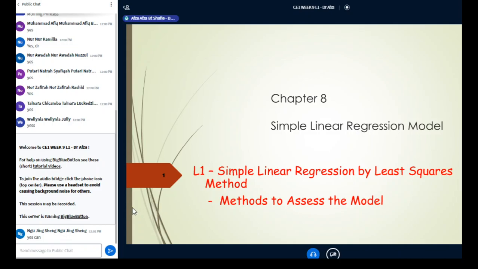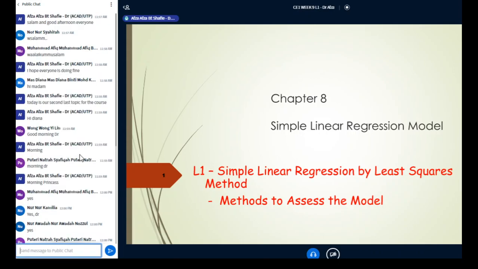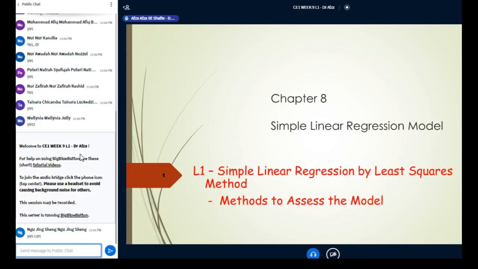Today's class is on the simple linear regression model. This is what we're going to look at today. We're going to look at a new topic, which is a linear regression model.